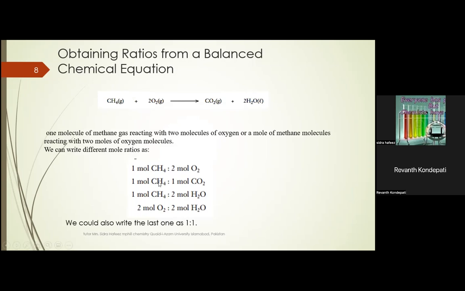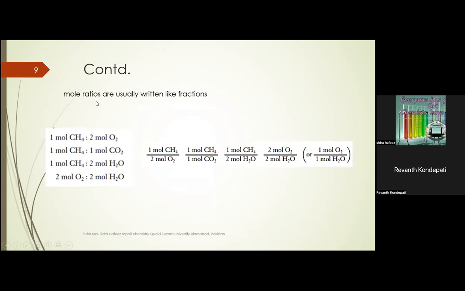1 mole of methane is producing 1 mole of CO2. 1 mole of methane is producing 2 moles of water. 2 moles of oxygen are producing 2 moles of water, and you can also write this 2:2 ratio as a 1:1 ratio. These mole ratios are usually written like fractions.